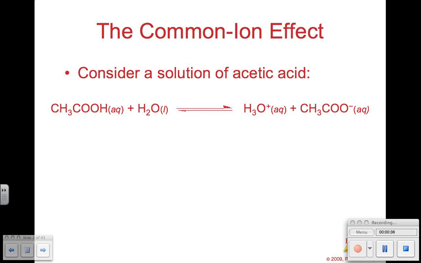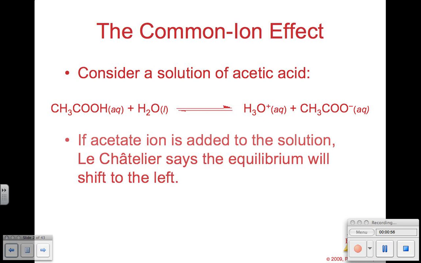So let's say you have a solution of acetic acid. I have acetic acid on the left, and then I have hydronium ions and the acetate ion. And remember that acetic acid is a weak acid, so therefore it's not all going to be in solution. So if we add acetate ion to the solution, according to Le Chatelier, equilibrium is going to shift to the left. We're going to get more acetic acid, and the hydronium ion will be consumed.